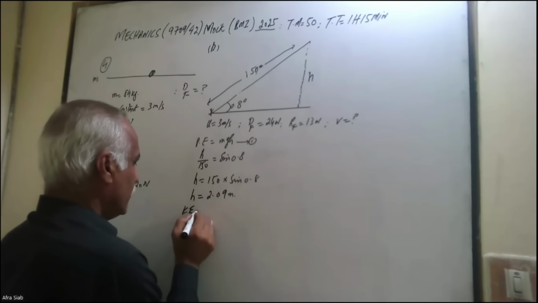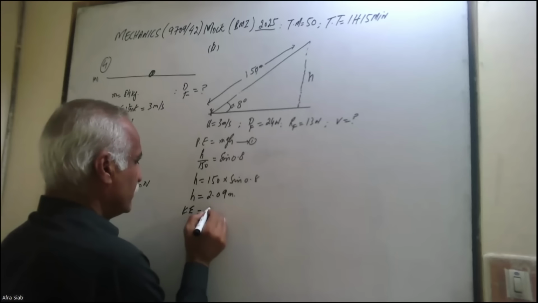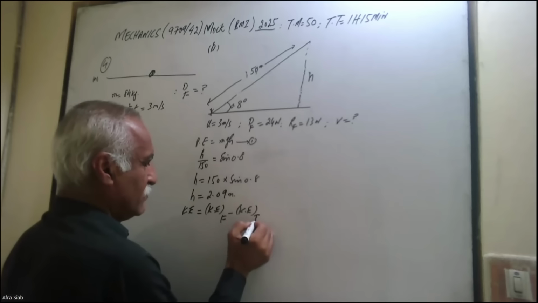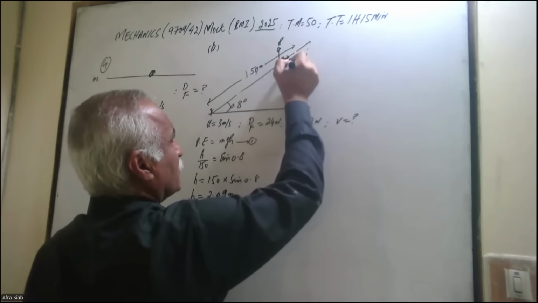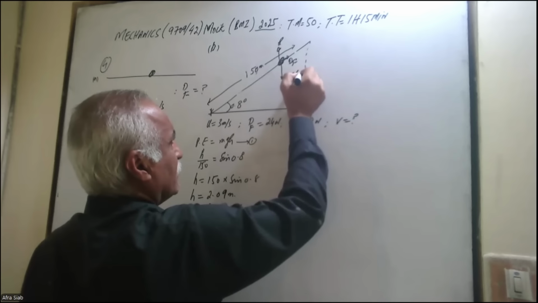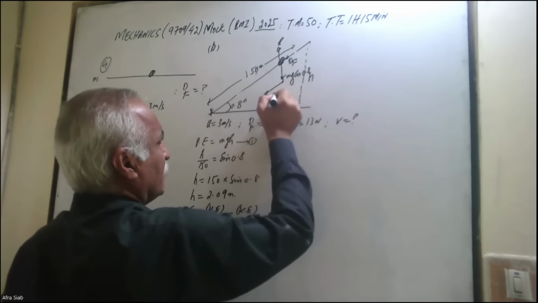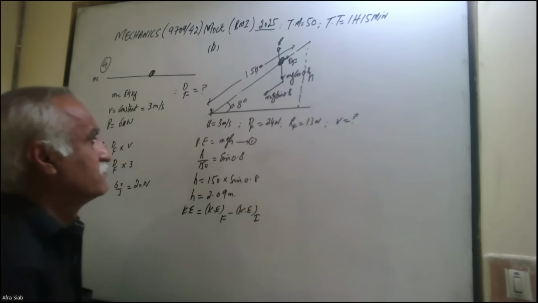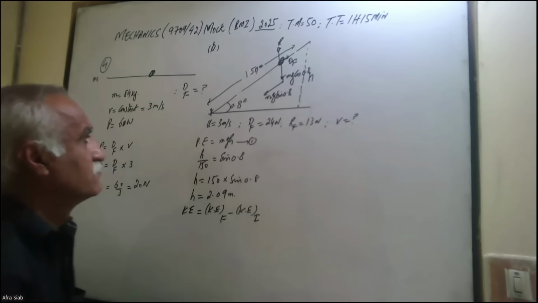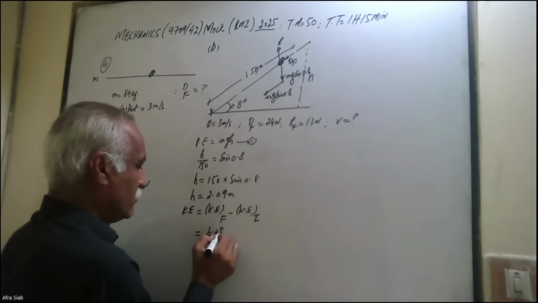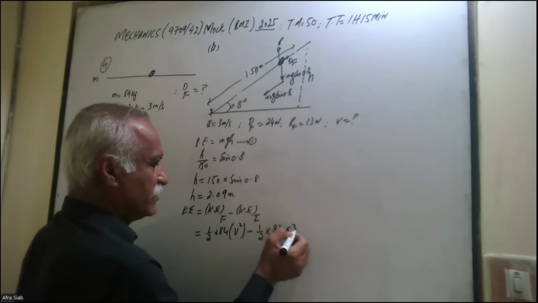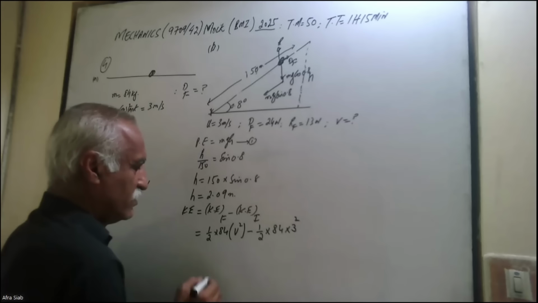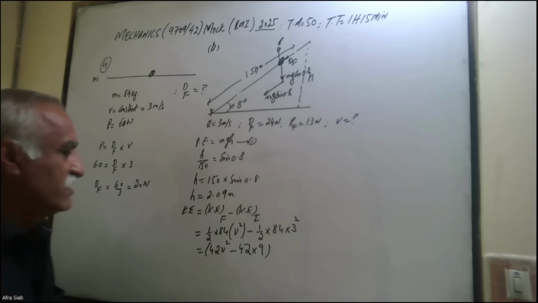Now, change in kinetic energy is kinetic energy at the final minus kinetic energy at the initial. So let's say it is going to reach this point, where this is R, this is the driving force, this one is mg cos of 8 degrees, and this is mg sine of 8 degrees. So kinetic energy is half, mass of that particle is 84, into speed v square, which we have to calculate, minus half 84 into initial speed 3 square. So this will become 42 v square minus 42 into 9. This is the kinetic energy of that particle being used.